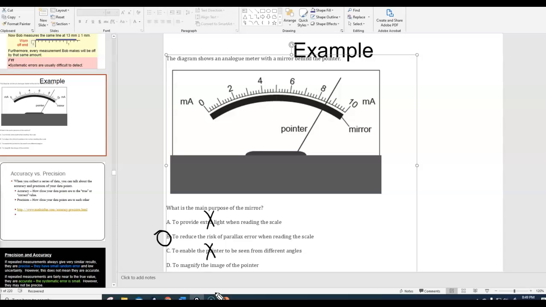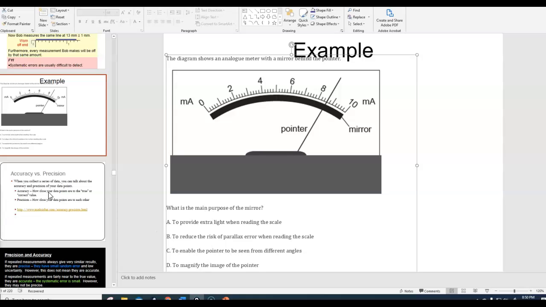Now, what you want to do with the mirror is to reduce the risk of parallax error, because if there is a mirror behind the pointer, then it becomes very obvious if you're viewing it at an angle. You can see a reflection in the mirror. If you're viewing it straight on, you shouldn't be able to see any reflection at all, because the image of the needle is going to be right behind the actual needle. Whereas if you're viewing this measuring device at an angle and there's a mirror behind it, then you can see the reflection in the mirror behind the actual measuring device. Okay, so the answer there is B.